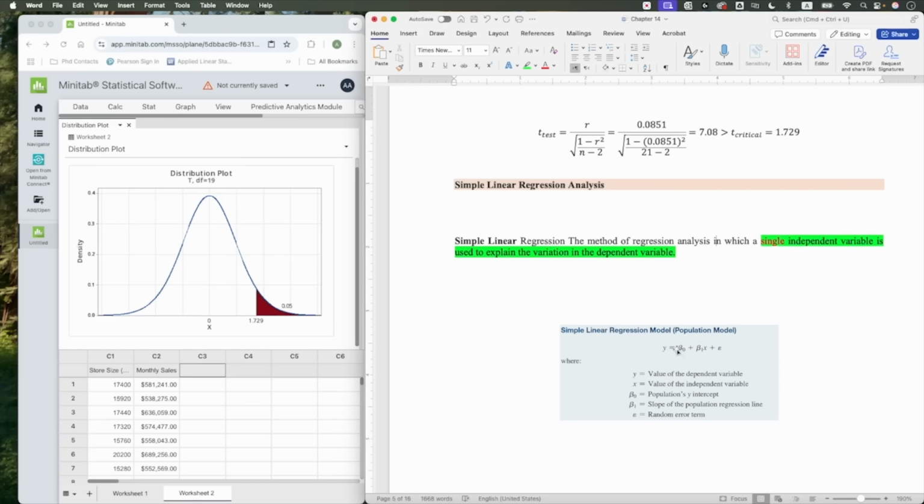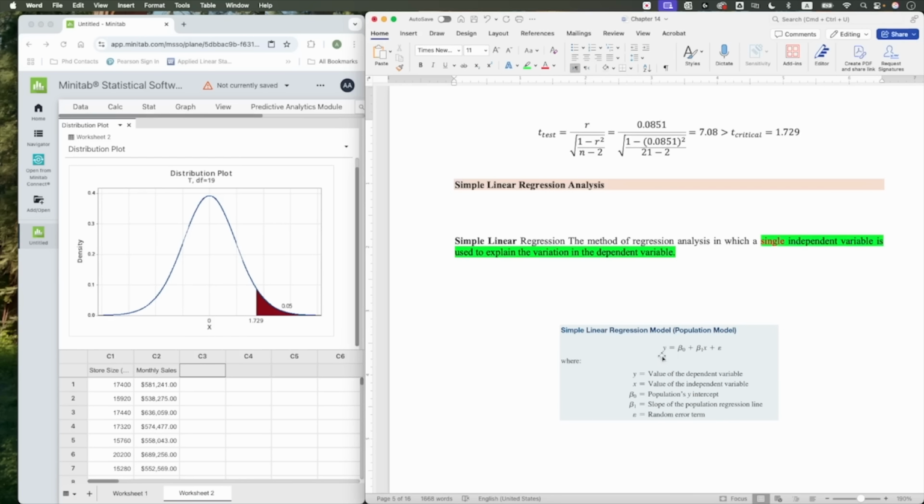So y equals beta naught plus beta 1 x plus epsilon, the error. This is the random error term. This is the population model. The problem is that we cannot get this because we don't know the relationship between the two variables, okay? The first component, we call it the linear component. Beta naught plus beta 1 x is the linear component, and this is the random error component, okay? The random error component.